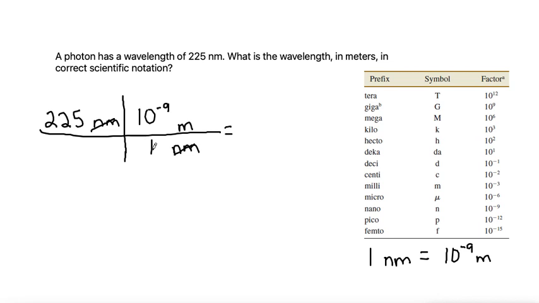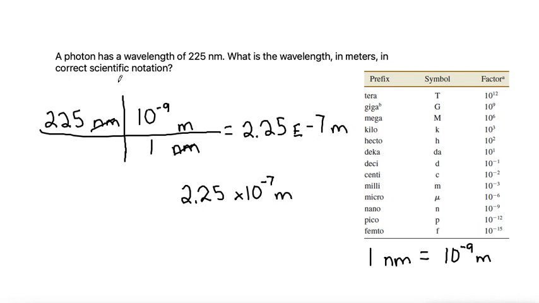225 times 10 to the power of negative 9. When I plug that into my calculator, it gives me 2.25, and the way that it writes it in my calculator has a little capital E and then negative 7. What that means is 2.25, the E stands for the times 10 to the power, and so the power of the 10 is negative 7, and that is a unit of meters.